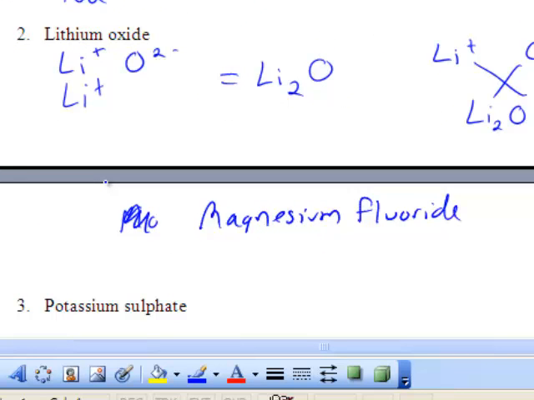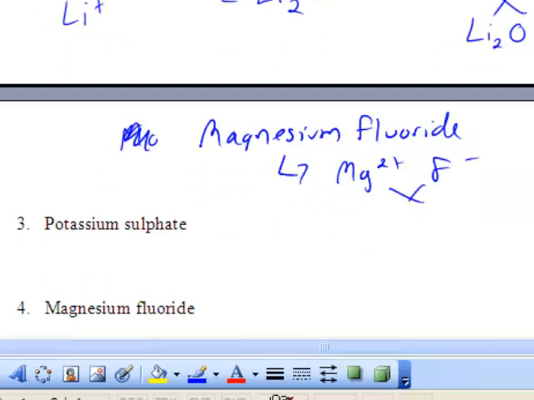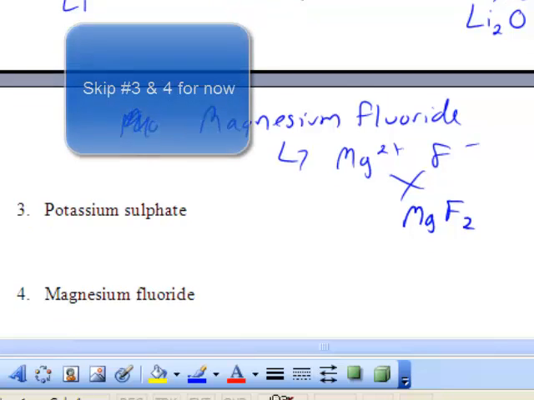So I'm assuming you're back. What we have is magnesium 2 plus, fluoride 1 minus. When we swap and drop, we're going to have Mg F2, because you need 2 negatives to cancel out that positive 2 charge.